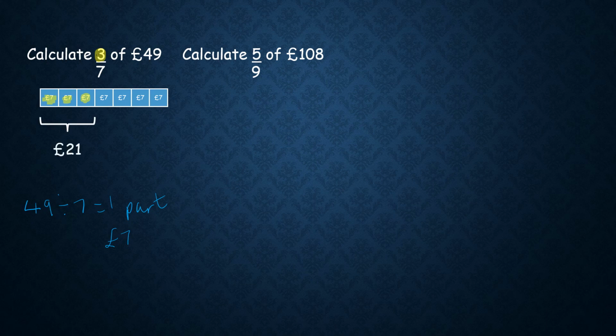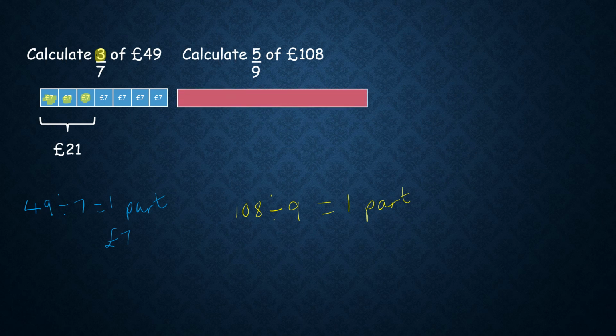On our next one then, we're calculating 5/9 of £108. So we're going to do 108 divided by 9, and that's going to give me 1 part. And then when I've got 1 part, I'm going to times that by 5 to give me 5 parts. So to make it visual again, let's get a big block and let's split it up into 9 equal parts. And 108 divided by 9 is 12. So 1 part is £12.